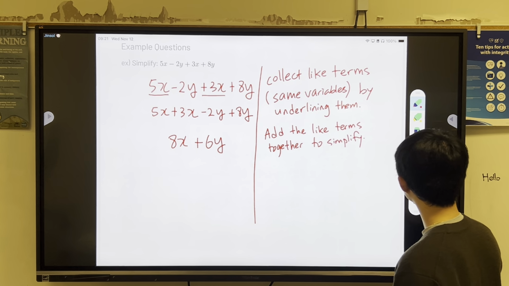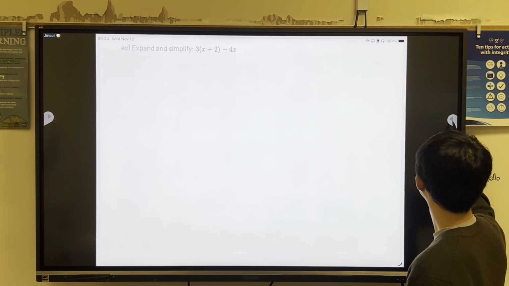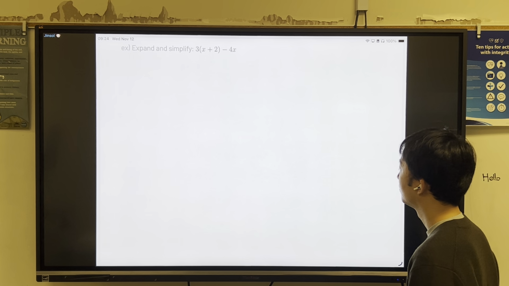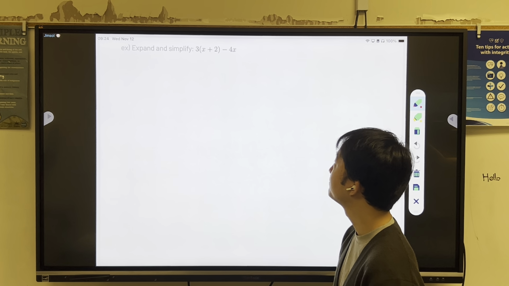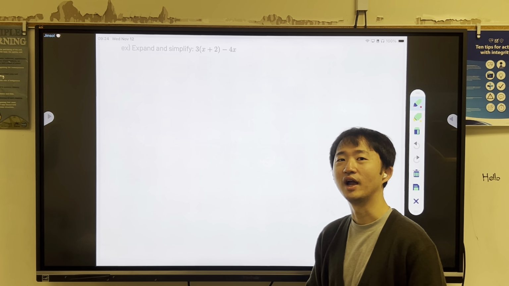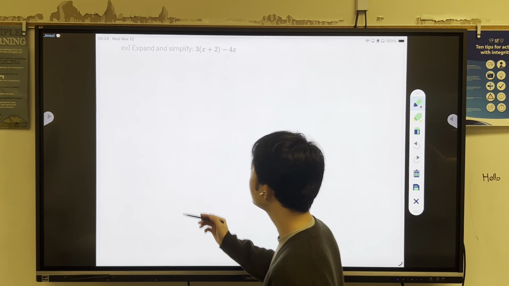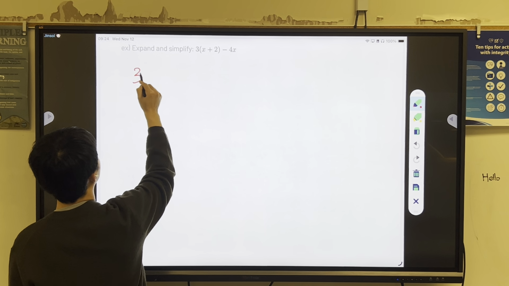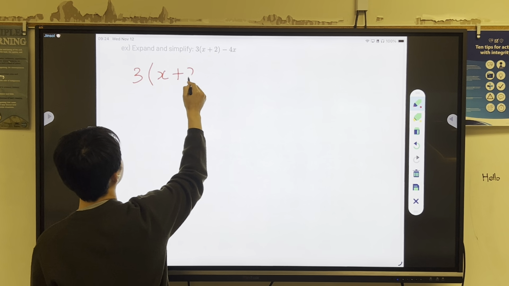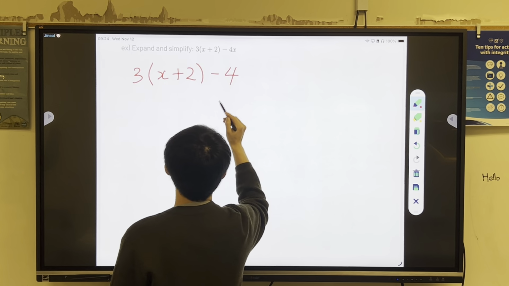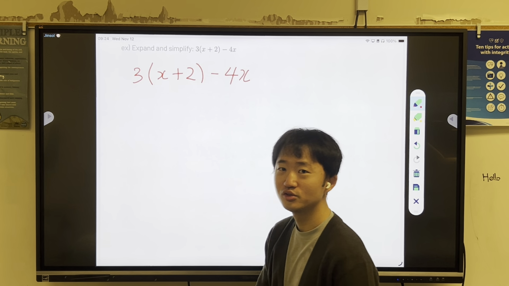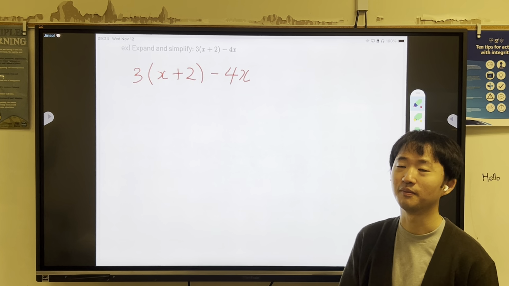Let's move on to the second question. Expand and simplify 3 bracket x plus 2 bracket minus 4x. The first thing we need to do to solve this problem is we need to get rid of this bracket. How so? Well, we need to use our distributive property.